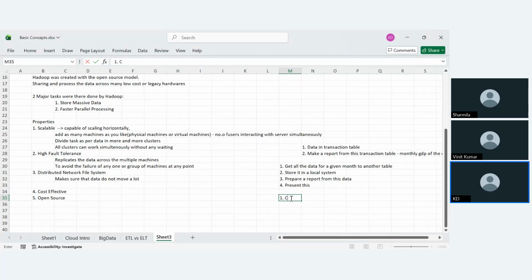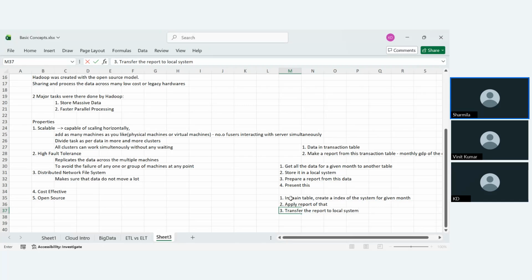The second way is that, number one, in the main table, create an index of the system for a given month. Then apply the report on that and transfer the report to the local system. So now what will happen?